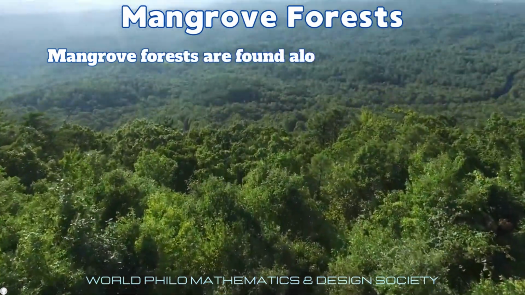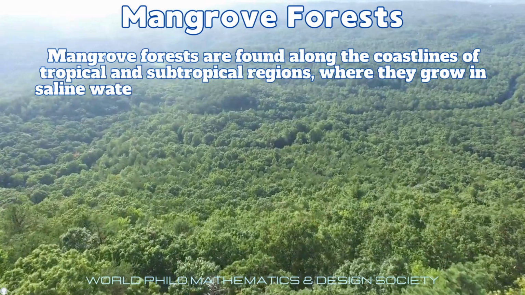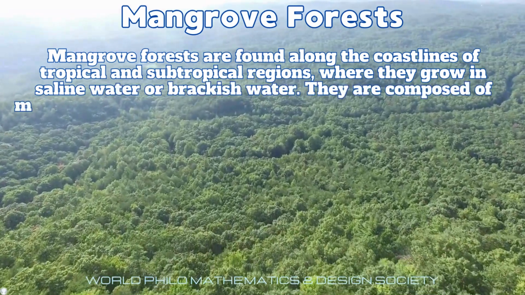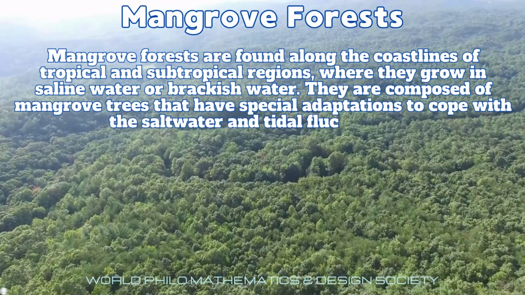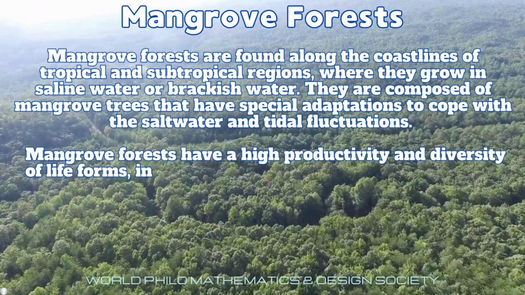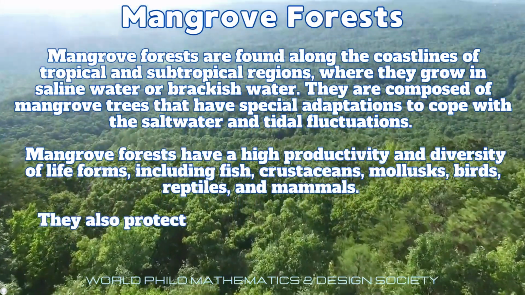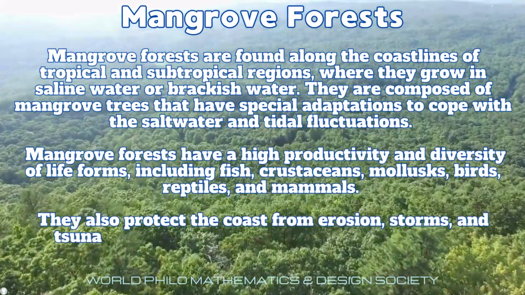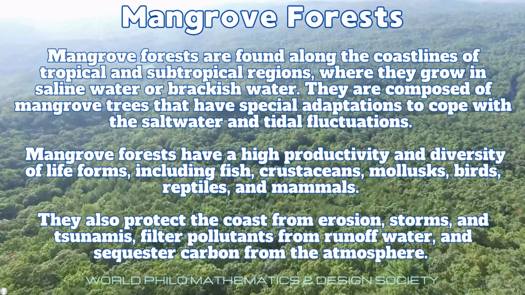Mangrove forests are found along the coastlines of tropical and subtropical regions, where they grow in saline or brackish water. They are composed of mangrove trees that have special adaptations to cope with the saltwater and tidal fluctuation. Mangrove forests have a high productivity and diversity of life forms, including fish, crustaceans, mollusks, birds, reptiles, and mammals. They also protect the coast from erosion, storms, and tsunamis, filter pollutants from runoff water, and sequester carbon from the atmosphere.